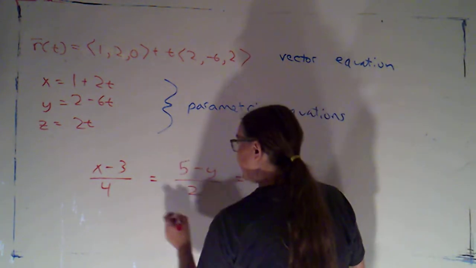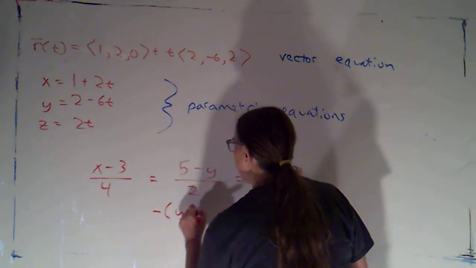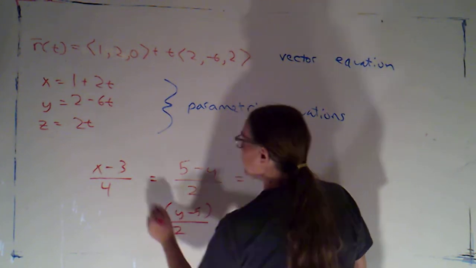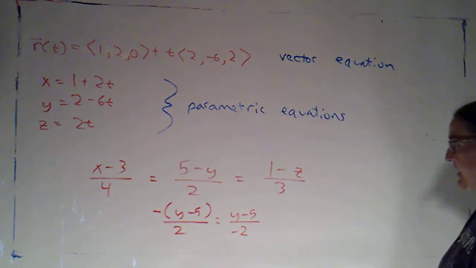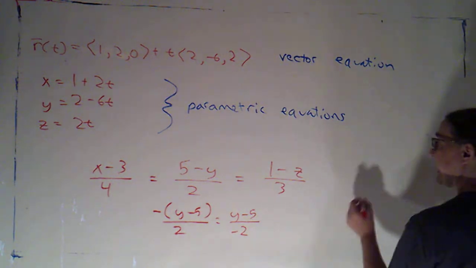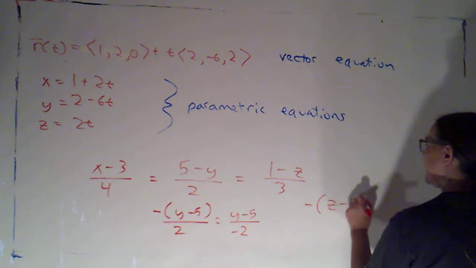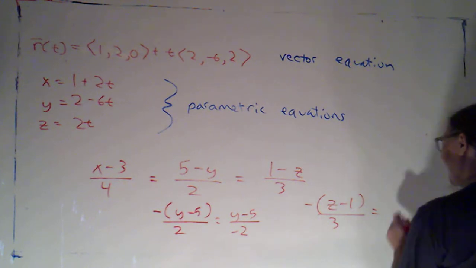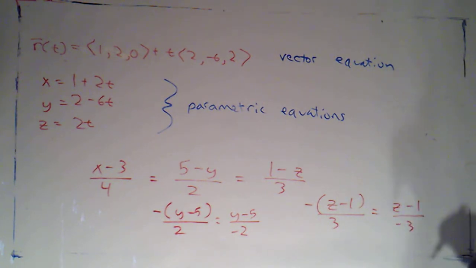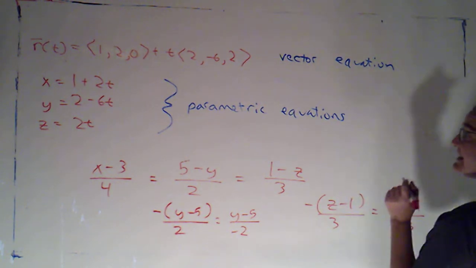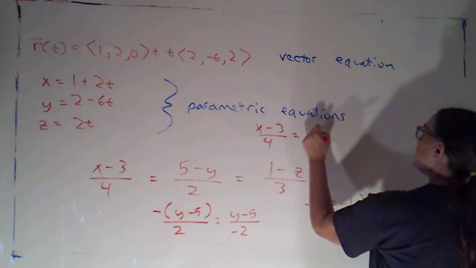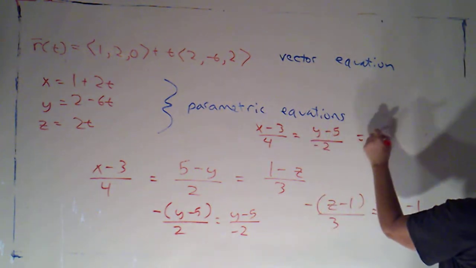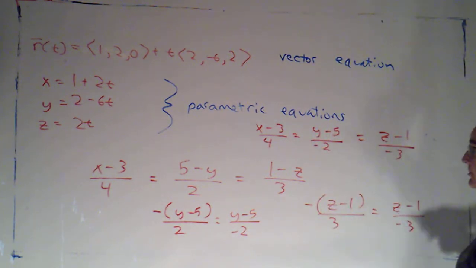I can factor out the negative 1, so I can say that's negative y minus 5 over 2, but then I'd want to rewrite that as y minus 5 over negative 2. Same thing here. I can factor out a negative 1, so it's negative z minus 1 over 3, which I would then write as z minus 1 over negative 3. So once I get the symmetric equations into standard form, now I've got x minus 3 over 4 equals y minus 5 over negative 2 equals z minus 1 over negative 3.